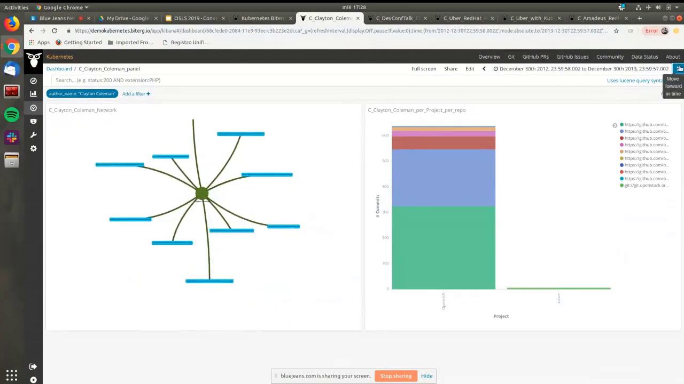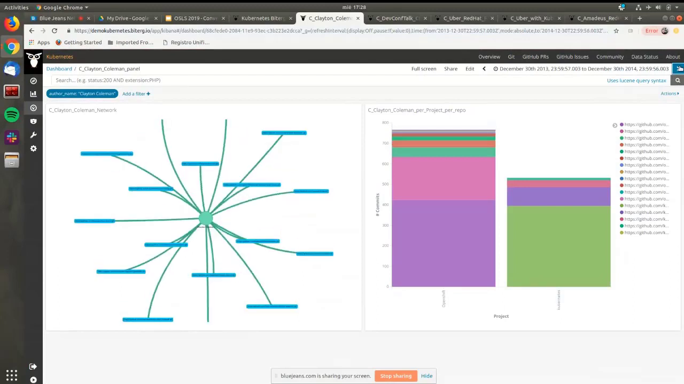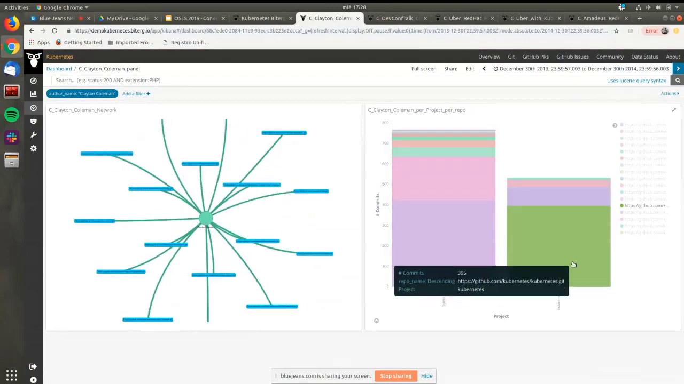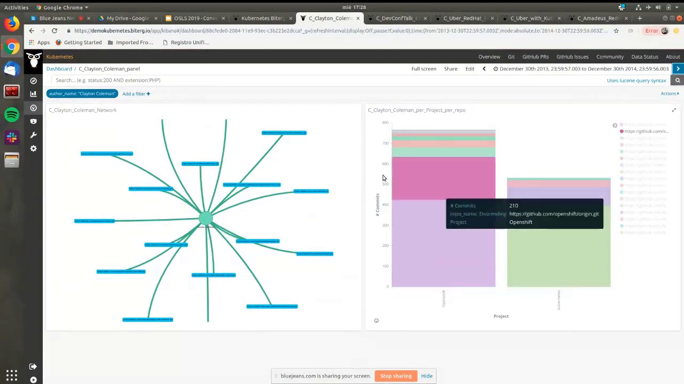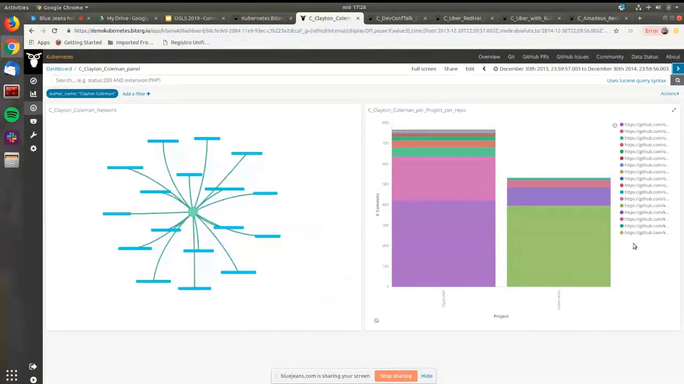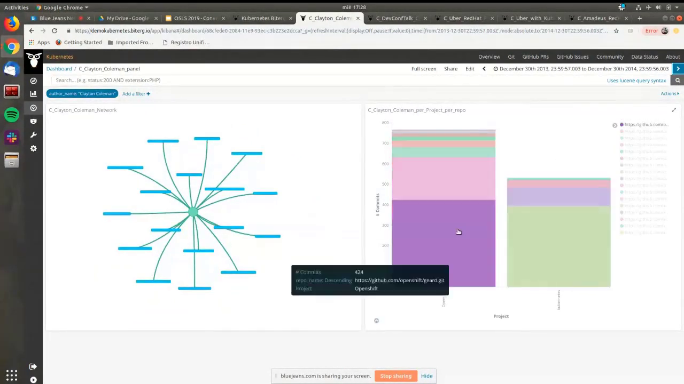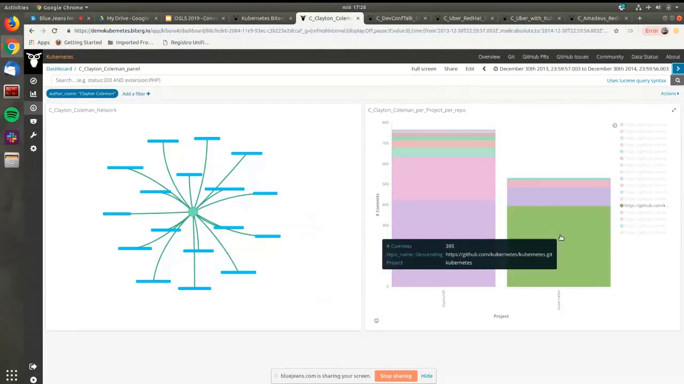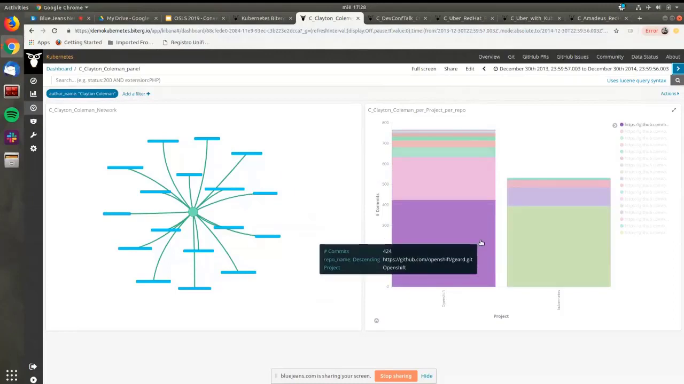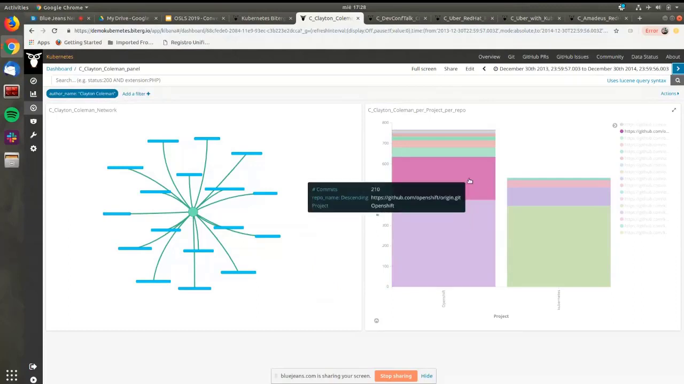Then we go ahead and see activity from Clayton in 2014. In this case, we see that he's been actively involved in Kubernetes. Then we see more repositories, as you can see on the left. He was involved almost as much as in the case of OpenShift. So he's been working in Kubernetes.git, in gear.git at OpenShift, and in Origin in OpenShift as well.